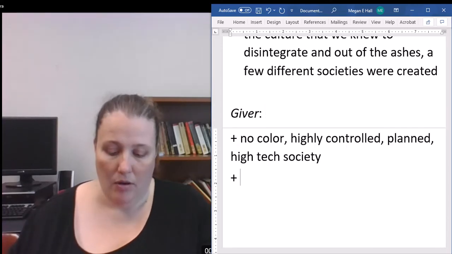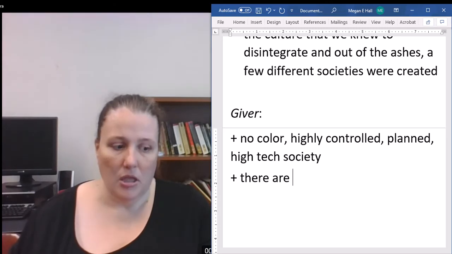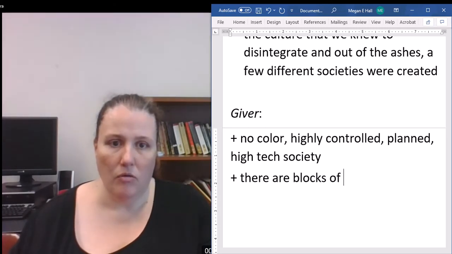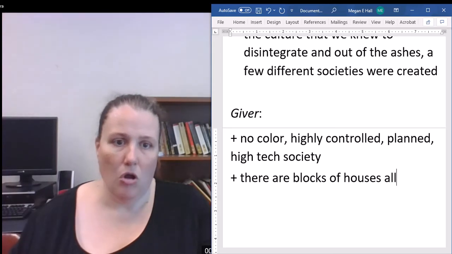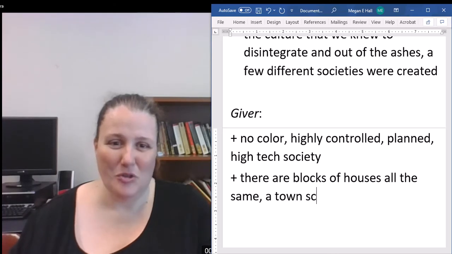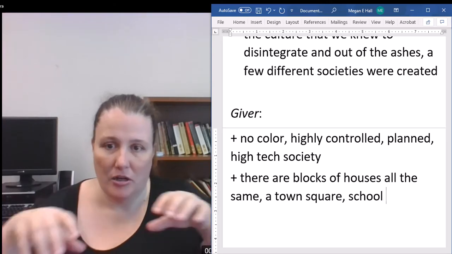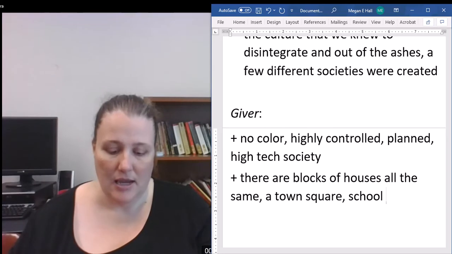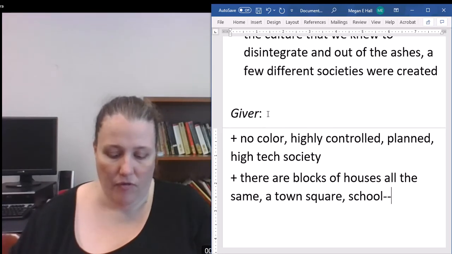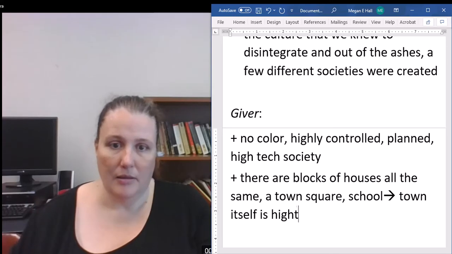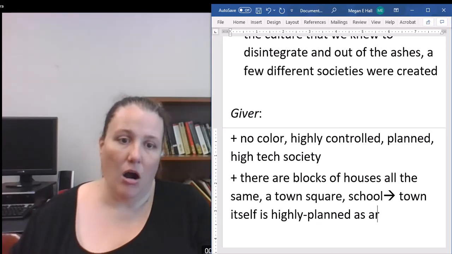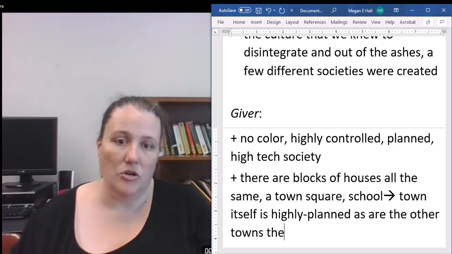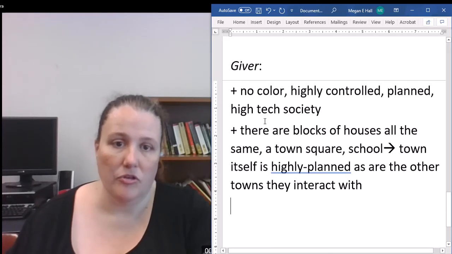As far as it being planned out, it seems like blocks of houses all the same. From what I'm remembering now, a town square, there's a school, but it's extremely planned out. So it's like cookie cutter, right? Everything kind of looks the same. So the town itself is highly planned, as are the other towns they interact with. So we're given a little bit of a hint that there's other towns kind of like this.